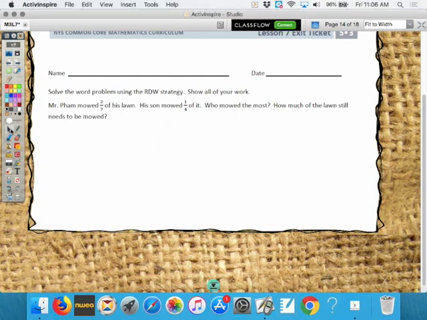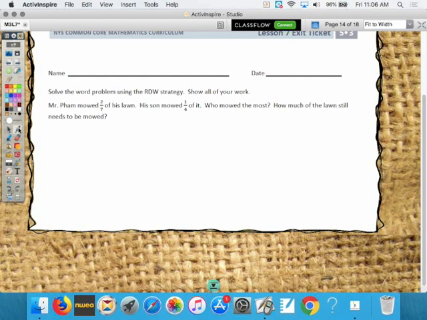So let me read this problem. It says Mr. Pham mowed 2/7 of his lawn. His son mowed 1/4 of it. Who mowed the most? How much of the lawn still needs to be mowed? Okay, before I draw the tape diagram, which one do you think is more, 1/4 or 2/7? 1/4. I know. So we're going to see if that's really the case when we finish solving this, okay?